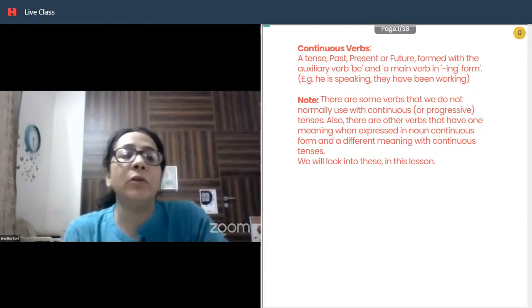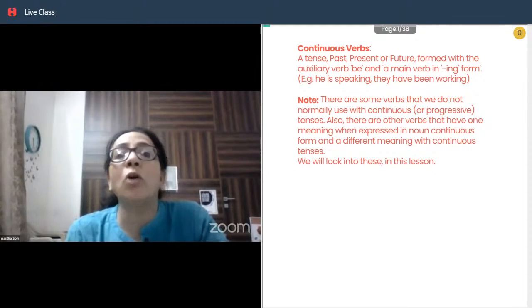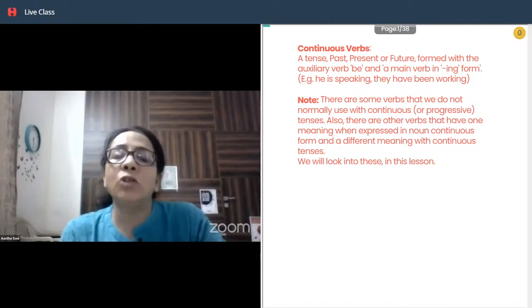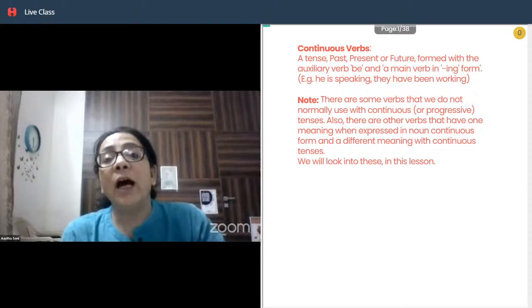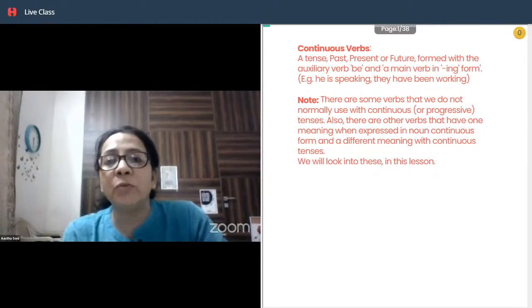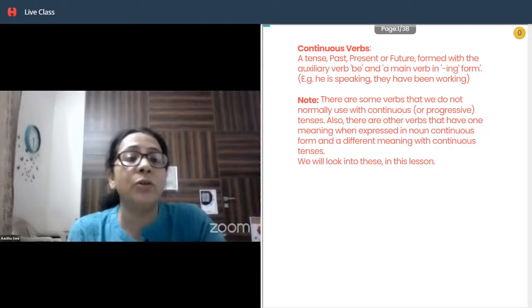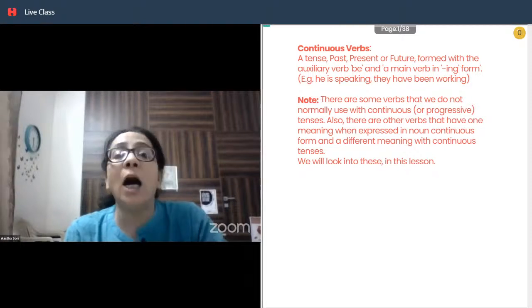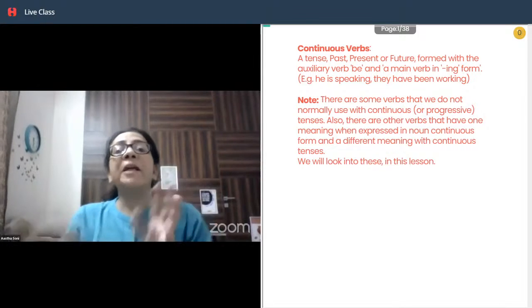But there is something that you need to note here, that there are some verbs that we do not normally use in continuous form. Verbs are actually words that denote action. But in some verbs you don't add ing, and you also need to understand that. Also, there are some other verbs that have one meaning when expressed in noun form and a different meaning with continuous tenses. That means a verb can change its meaning.